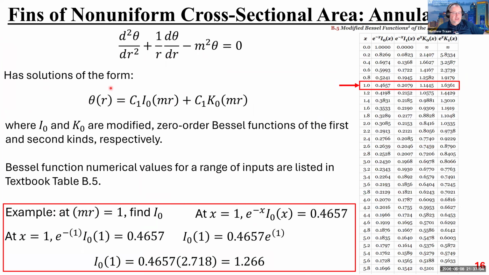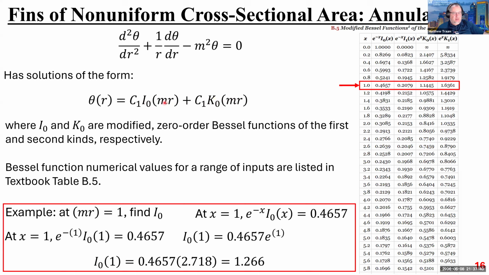So this has solutions of the following form. Theta of r is equal to some constant of integration times I0(mr) plus some constant of integration times K0(mr). I want to clarify that these are functions, just like hyperbolic sine and hyperbolic cosine, in that this is not multiplication. I'm not multiplying I by mr. I'm not multiplying K by mr. I'm taking a value of mr and plugging it into a Bessel function, I or K, and out pops a number, the same way that sine and cosine work, right?